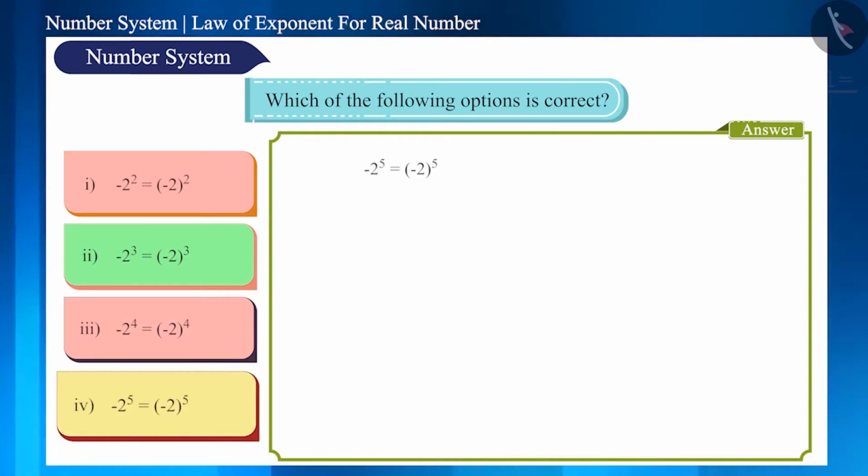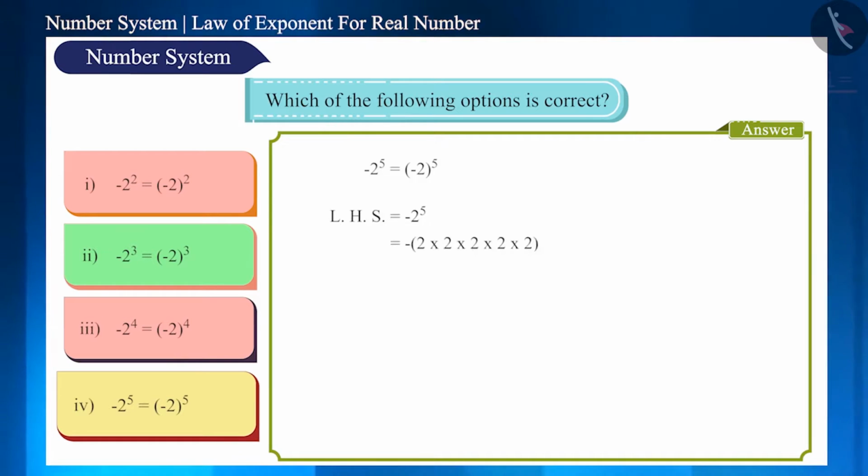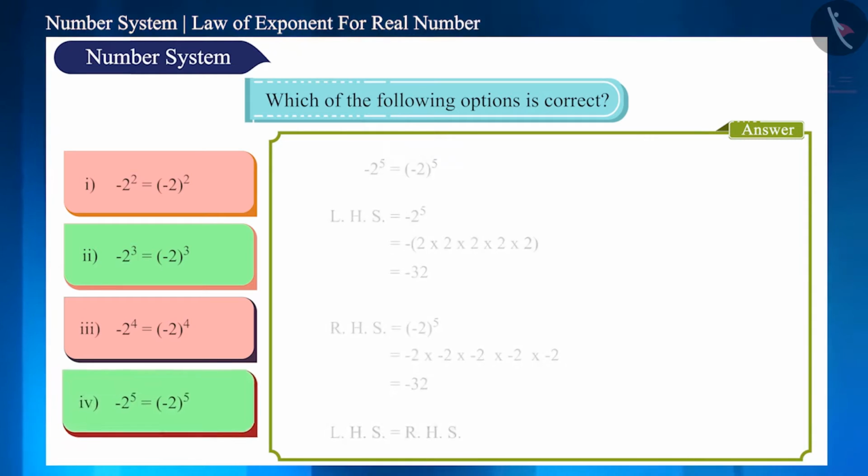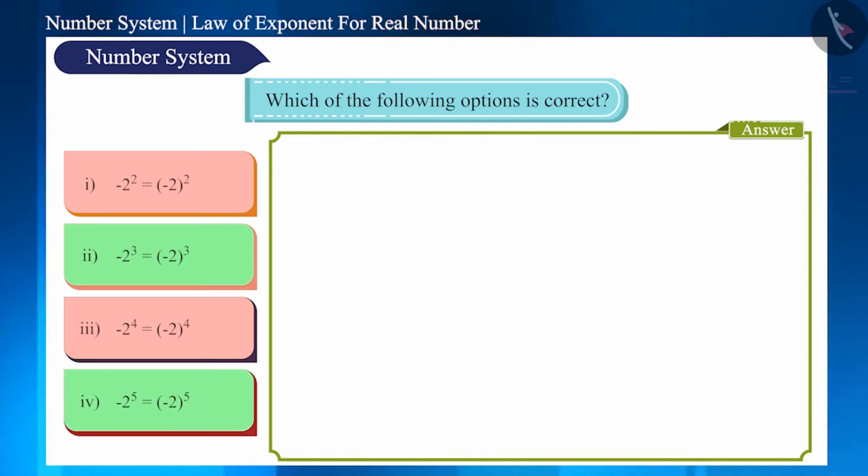Look at the fourth and last option. It has -2 raised to power 5 on the left side and its value is -32. The right side has the -2 in brackets raised to the power 5 and its value is also -32. That is, the left hand side is equal to the right hand side. So this option is correct.